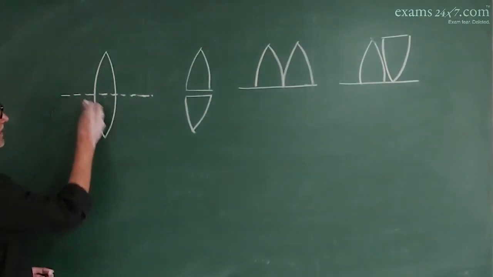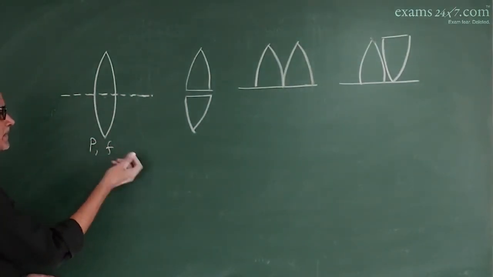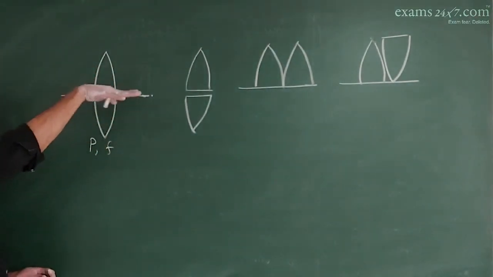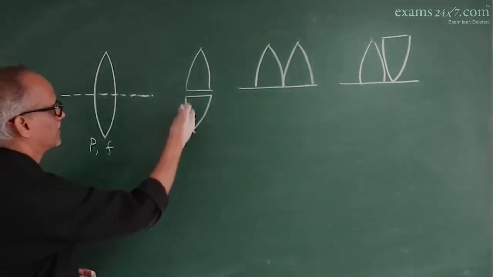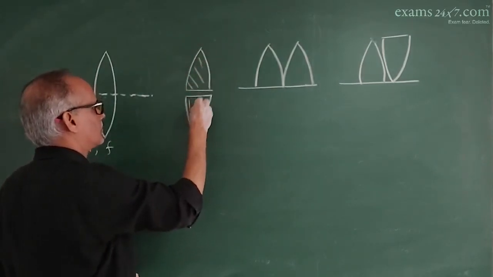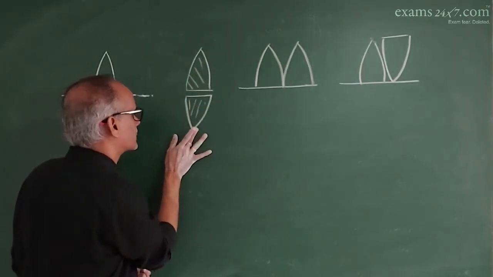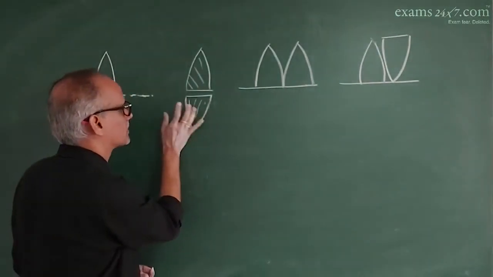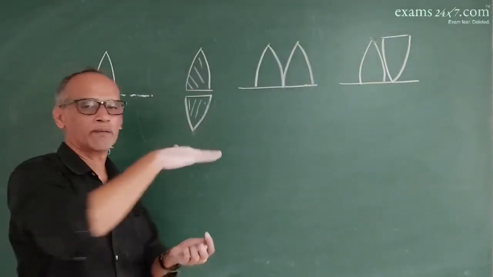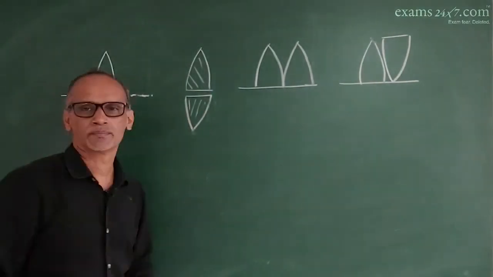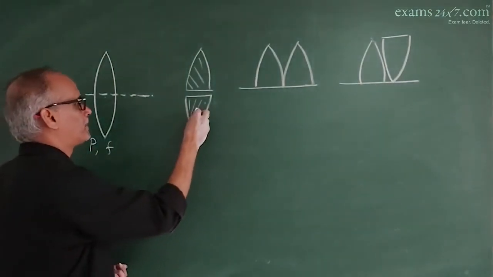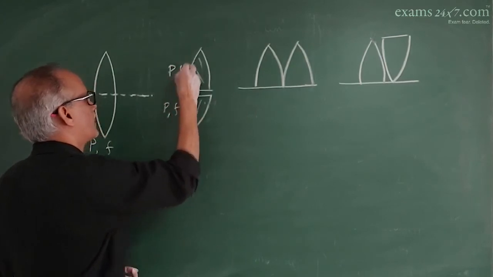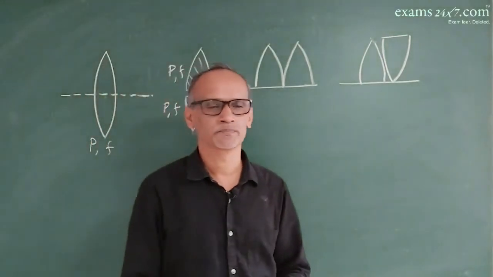So when the lens is cut, let P and F be the power and the focal length of the original lens. And now when the lens is cut in this plane, if you check these two parts, the curvature is still intact. There's no loss of the curvature, it is still the same. It has lost part of the area but not the curvature. So that is the reason why the power of both the parts remains the same. There is no change in the focal length and the power.